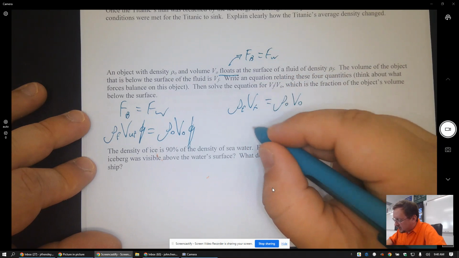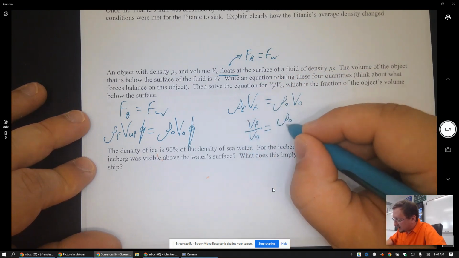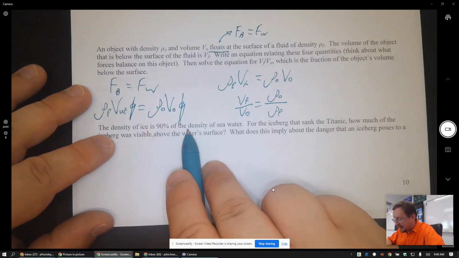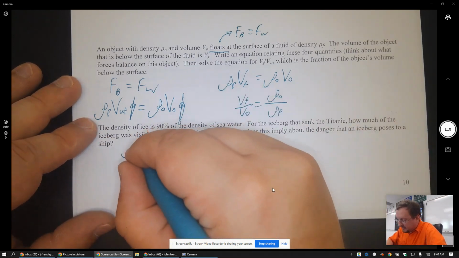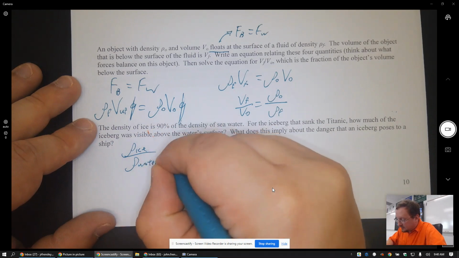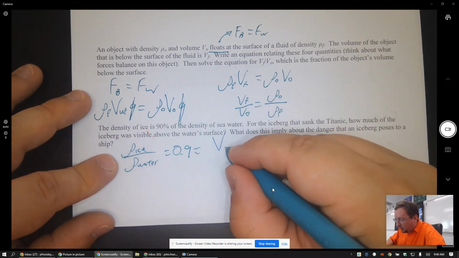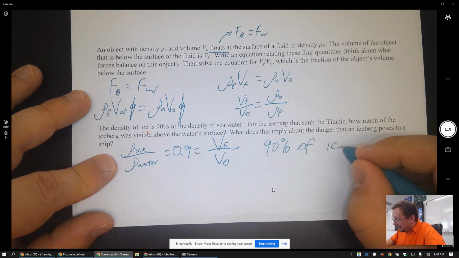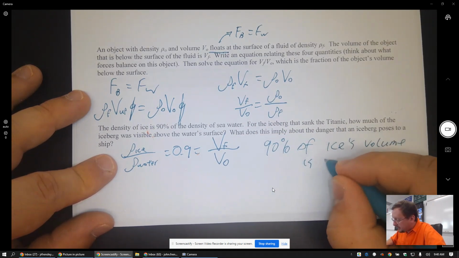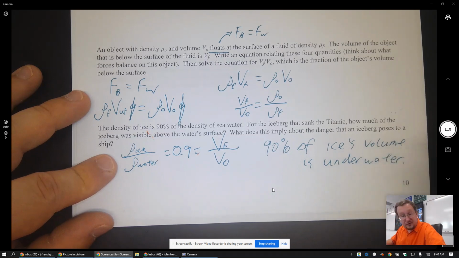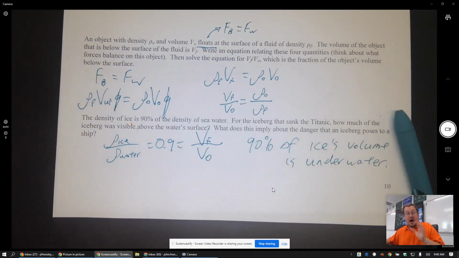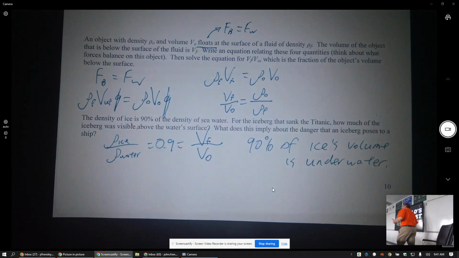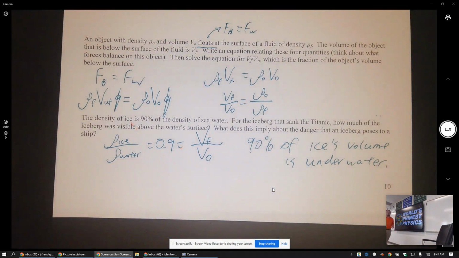Now, if you want the ratio of the volume under to the total volume, you take the ratio of the object's density to the fluid's density. So, for example, the density of ice is 90% of the density of seawater. So the density of ice over the density of water is 0.9. But that's also the volume under versus the total volume. So 90% of the ice's volume is underwater, right? I want students to be able to do that calculation just in their head. A beach ball has about 1% the density of water because of all the air in it, so 1% of the beach ball is under the water when it floats, okay?